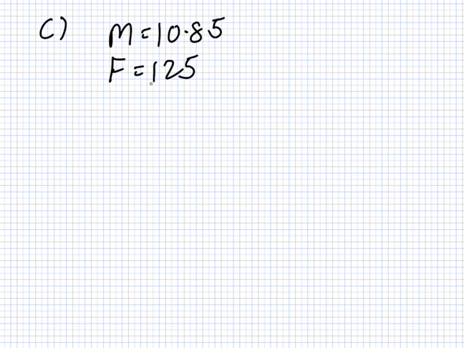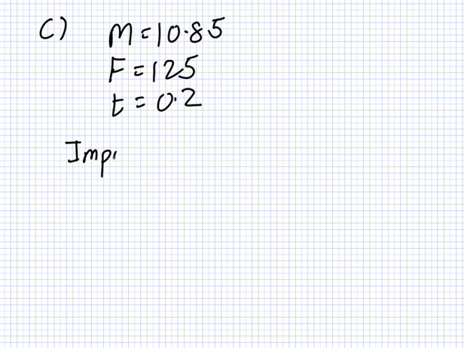Yeah. Alright, part C. An object of mass 10.85 is at rest and there's a force of 125 newtons applied for 0.2 of a second. What's the velocity? So what you have is mass is 10.85, force is 125, time is 0.2. What formula should I use here?